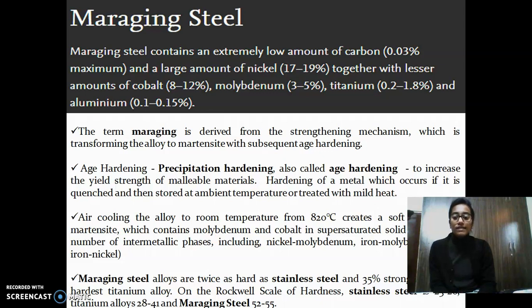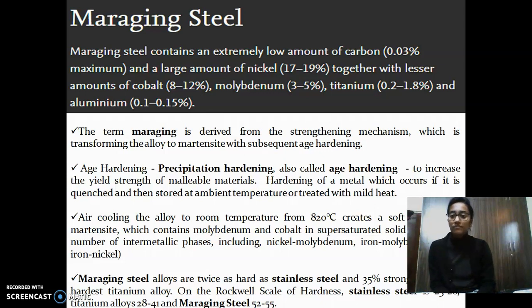So Maraging steel alloys are twice as hard as stainless steel and 35% stronger than the hardest titanium alloy. On the Rockwell scale of hardness, stainless steel is 23 to 26, titanium alloys are 28 to 41, and Maraging steel is 52 to 55.